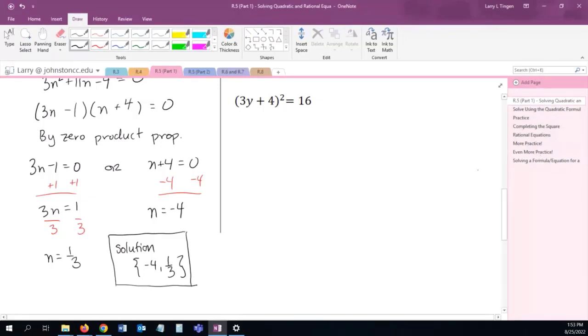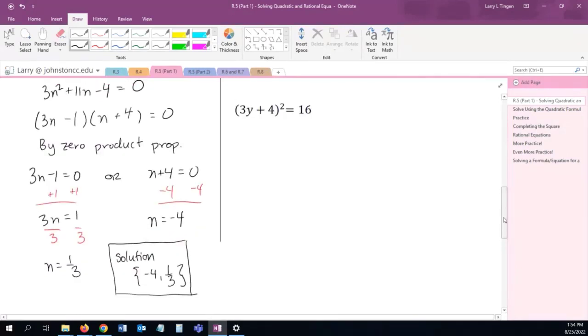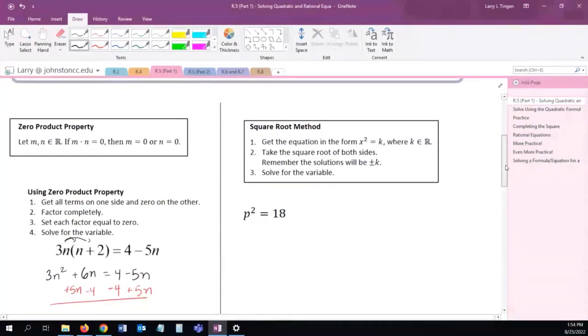All right. So that is the zero product principle. The other, or one of the other steps, is the square root method. Okay, so get the equation in the form x squared, and x is just the variable here, equals k, where k is a real number.